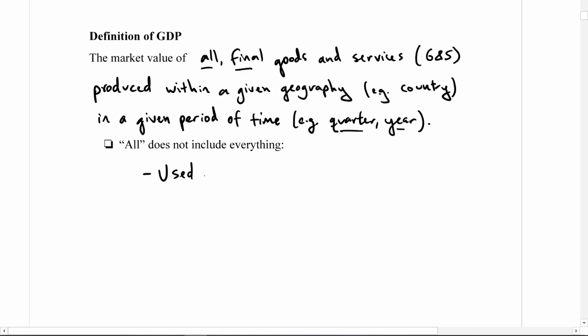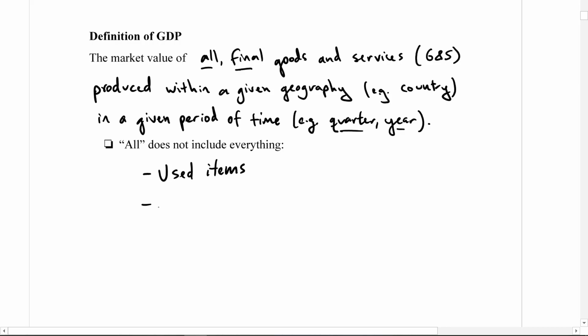Used items. Used items already were made and produced and sold within a given period of time as a new item. And so a used item shouldn't be counted twice in GDP. And so only the new production gets counted.